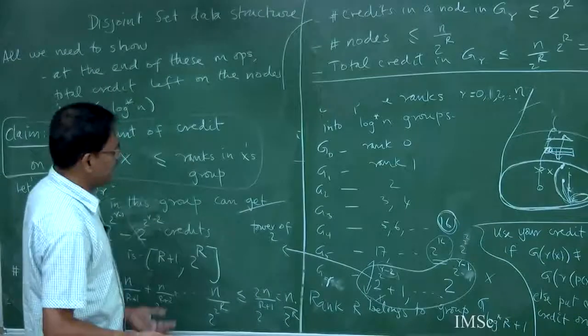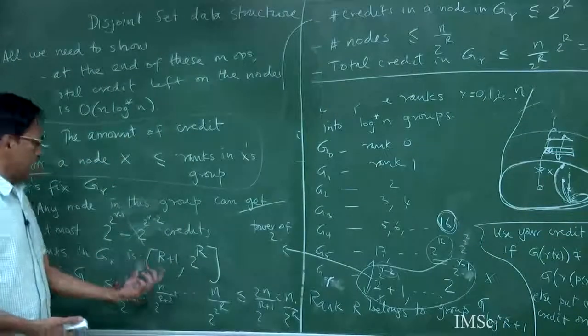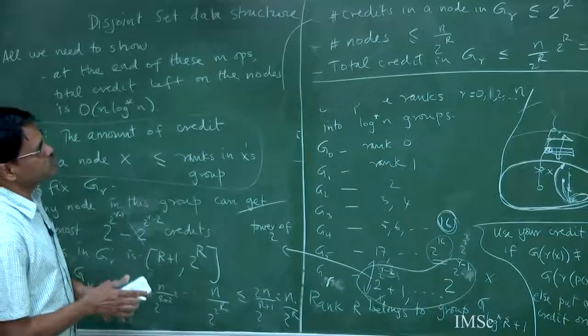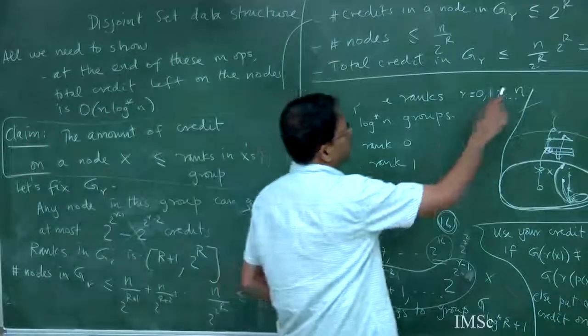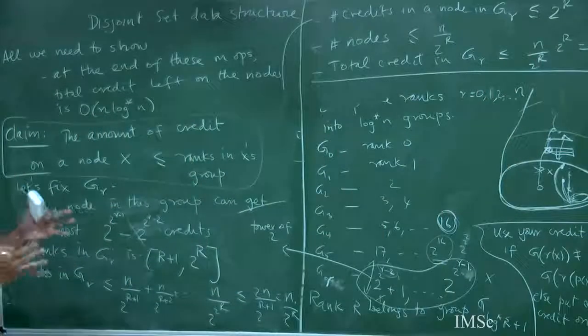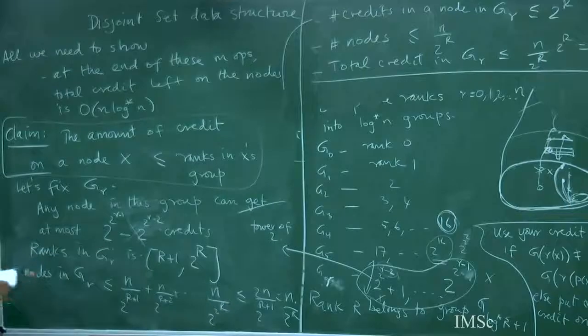And the amount of credit anybody in this group can take is at most 2 power r minus r, but I'm even ignoring r, so it's at most 2 power r. And these things cancel out, and you get n. Total credit in one group in the whole process. So the log star is defined in a way that these things cancel out.